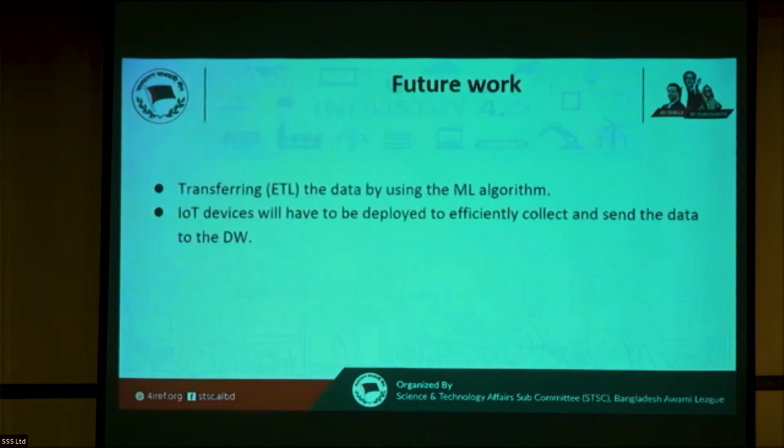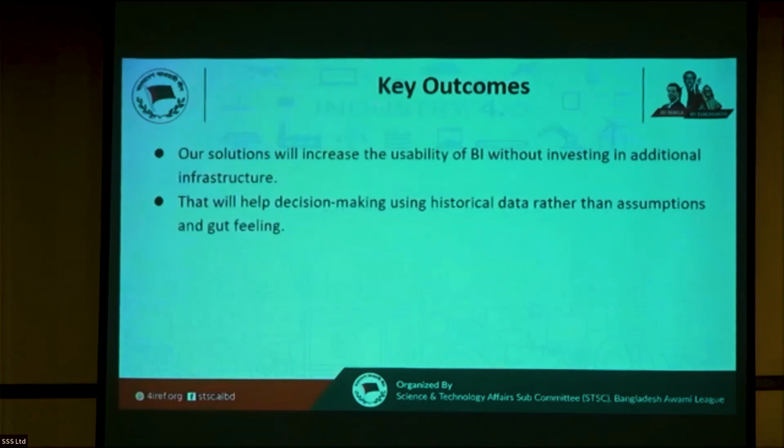And future work: we have generated data from three types of source. If we use machine learning for extracting data from several sources, and also if we use IoT devices to connect with this system, they generate huge data. So future work would be to integrate machine learning and IoT in this system to make it more efficient. Next one, kindly. Key outcome.